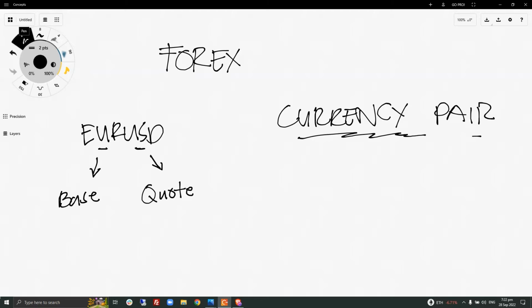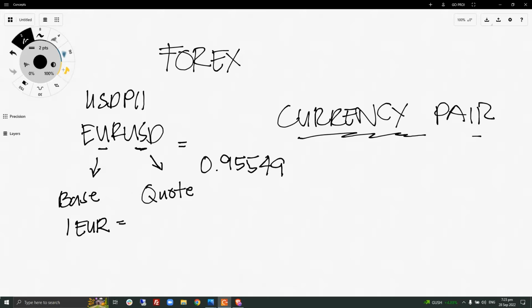So our base would always result into 1. So in this case, 1 euro. And then our quote currency, which is the second currency, would result into whatever its exchange rate is. So in this case, Euro USD has current exchange rate of 0.95549. That's how it is. So again, earlier, our USDPHP has a rate of 59, right?